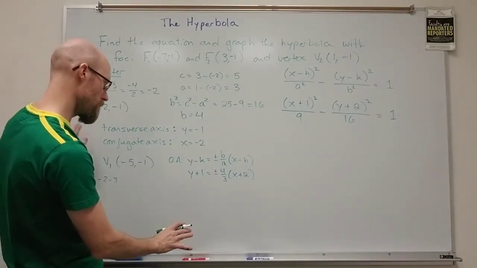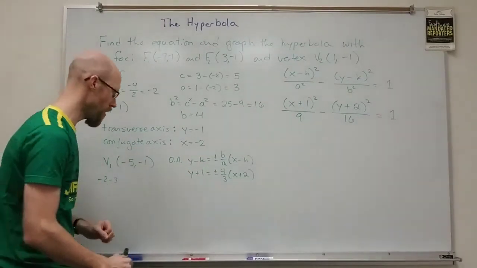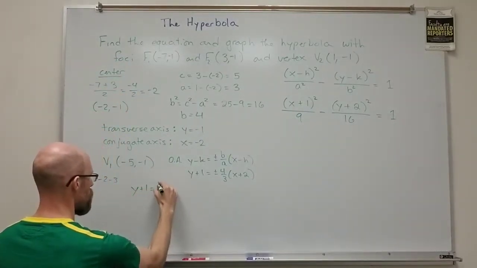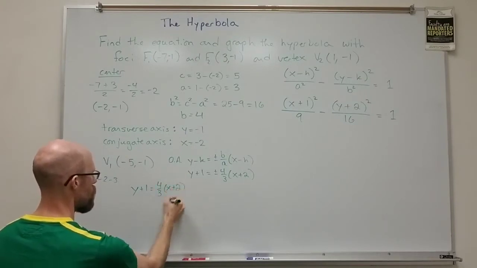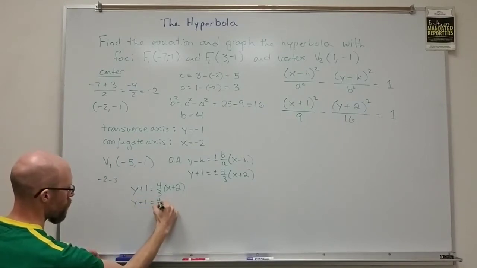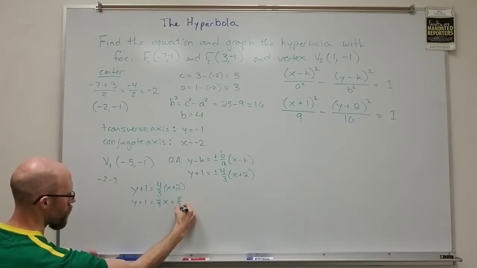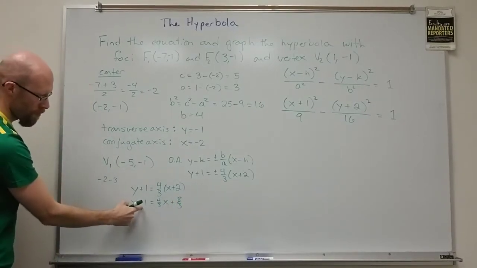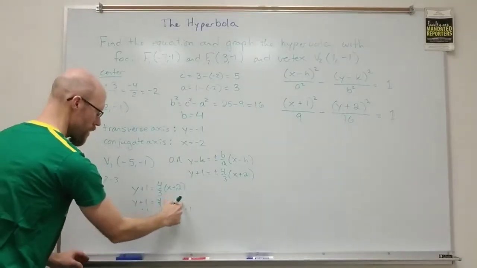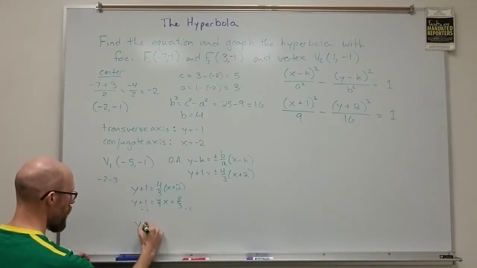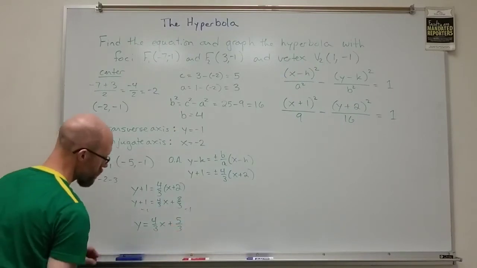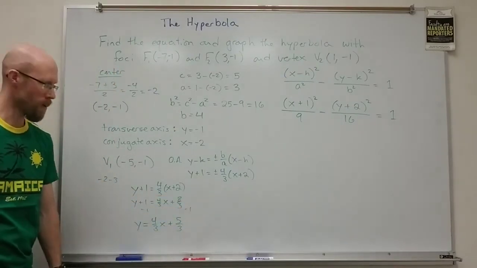This is going to get a little bit messy because that fraction isn't really going to simplify, but that's okay, we'll do it anyway. So we get y plus 1 equals 4/3 times x plus 2. I'll solve that one before I write the other one down. Y plus 1 is 4/3 x plus 8/3. And if I subtract the 1 from both sides, I'm really subtracting 3/3. So 8/3 minus 3/3 is 5/3, so it'll be y equals 4/3 x plus 5/3, right?